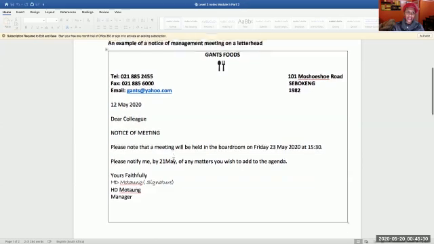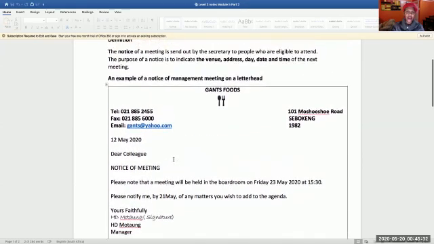Now, I did explain to you what a notice is and what the purpose of a notice is. So remember, the purpose of the notice is to indicate the venue, the address, the day, the date, and the time. In this case, here is all the information that is necessary that tells us where the meeting is going to be held. Please take note that the meeting will be held in the boardroom. This is the venue.